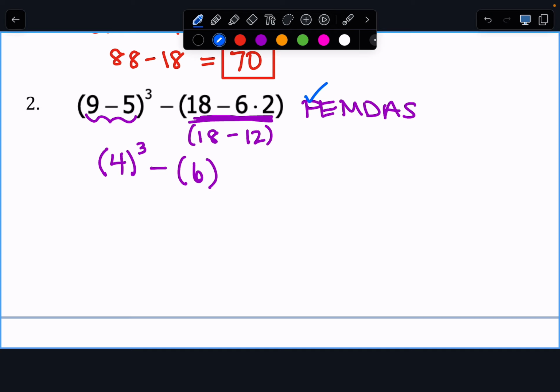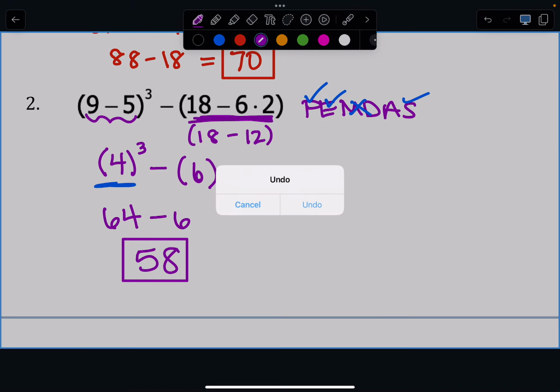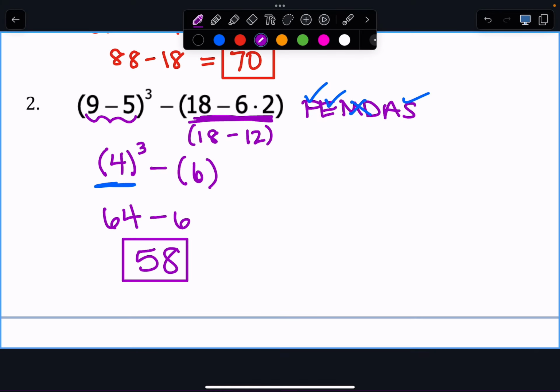Now we have exponents. 4 cubed. Okay, we don't have to worry about multiplication division. Now we just have subtraction. What's 64 minus 6? Okay, and you get to use your calculator, so use it. All right. Now, go to the next page. Page 6.